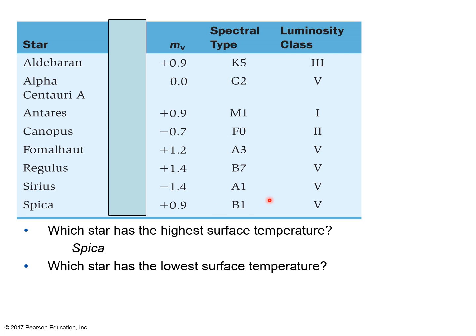The next question, which star has the lowest surface temperature? Well, the spectral types O, B, A, F, G, K, M. So we look at M, and there's an M1. There aren't any other M stars, and so Antares is the star with the lowest surface temperature.